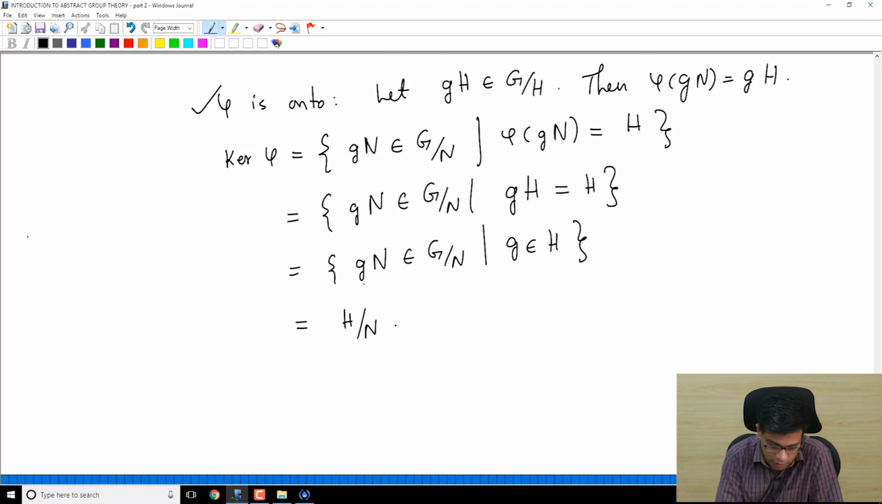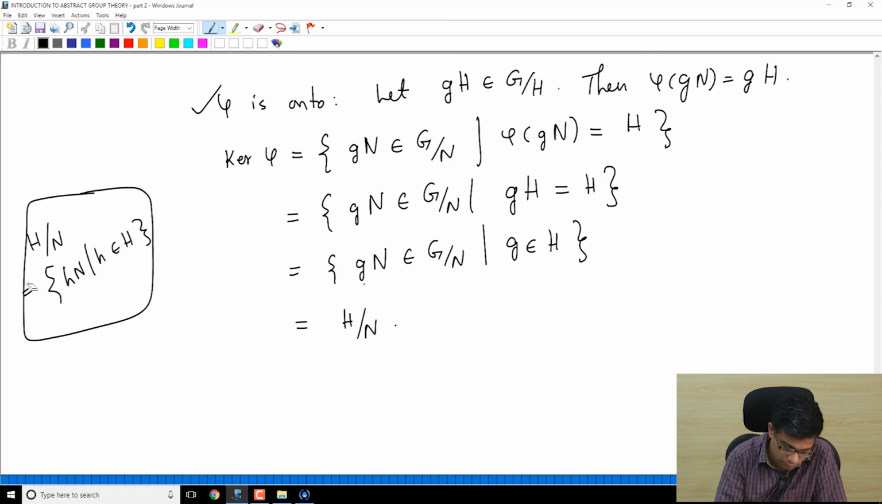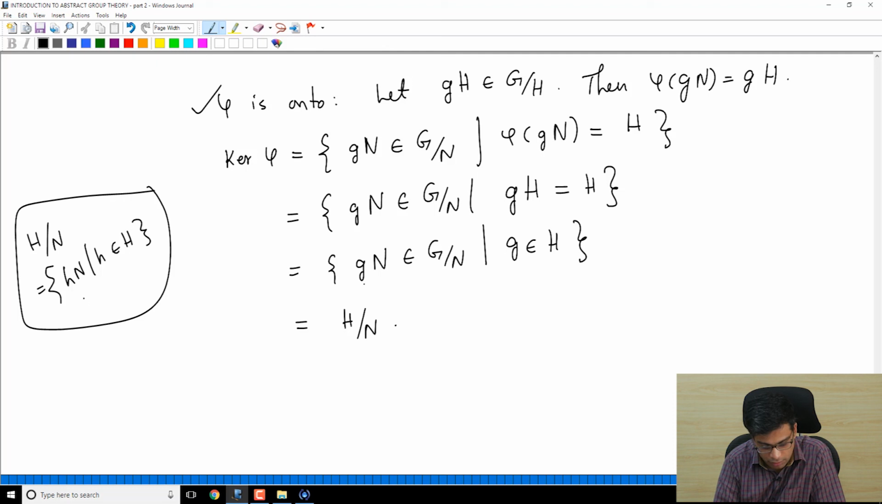H/N, remember, is hN, h in H. H/N is the cosets of capital N in capital H. So they are of the form hN, small h in capital H. But this is really what we are doing, right? We are taking all g in H, so instead of calling it small h, I am calling it small g here. So you are taking small g in capital H and taking gN. So this is exactly H/N. Okay, so the kernel of φ is H/N.